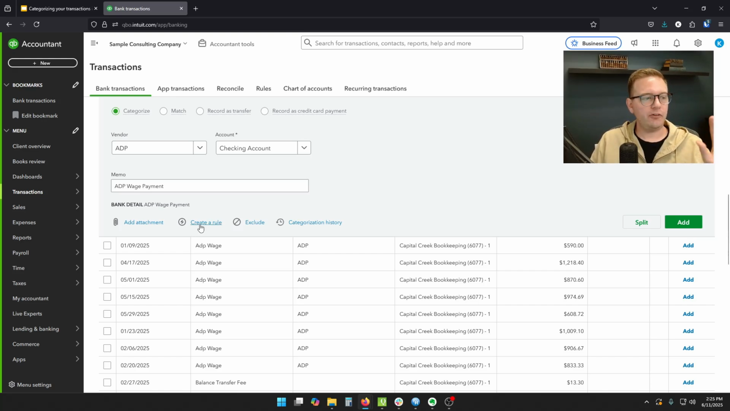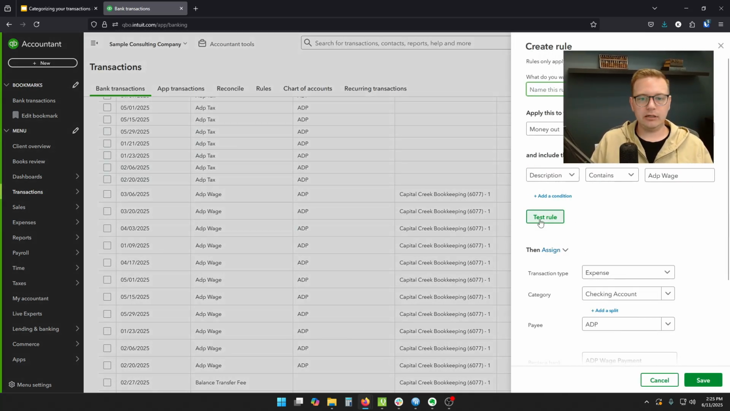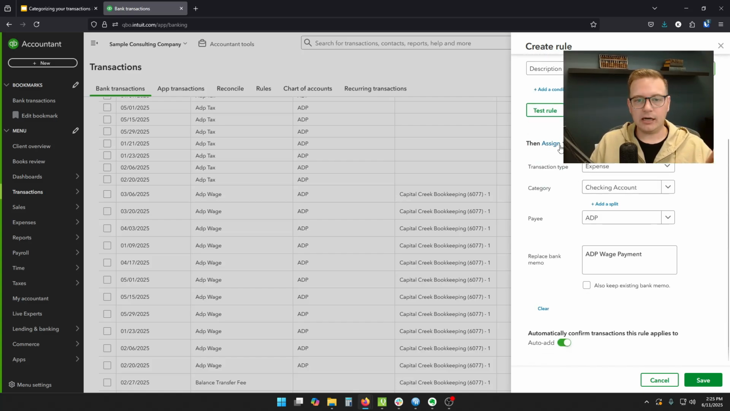So this is clearly ADP wage payments. Very clear what that is. So there's no way it can be anything else. So I'm going to say ADP wages. You want to name it something that's pretty obvious. And it's saying that if this transaction is money out and it's in all of the bank accounts, and it includes the description that says ADP wage, you can change all these around to bank text, or if it's just a specific amount, and it contains the word ADP wage in the bank description, then I want to assign it as an expense. It's going to come out of this account or this expense account.